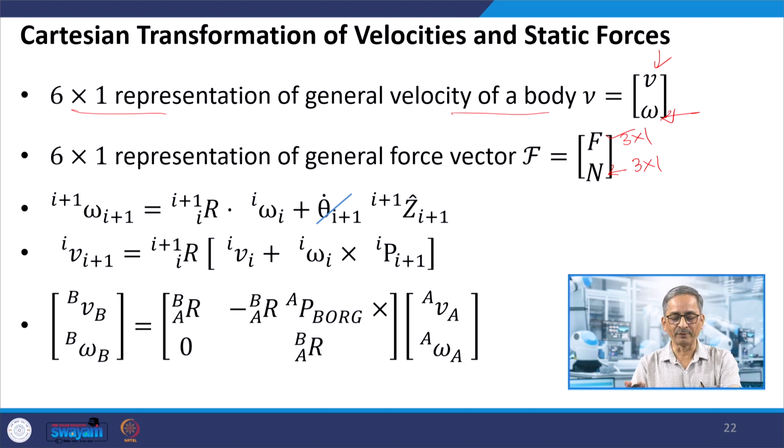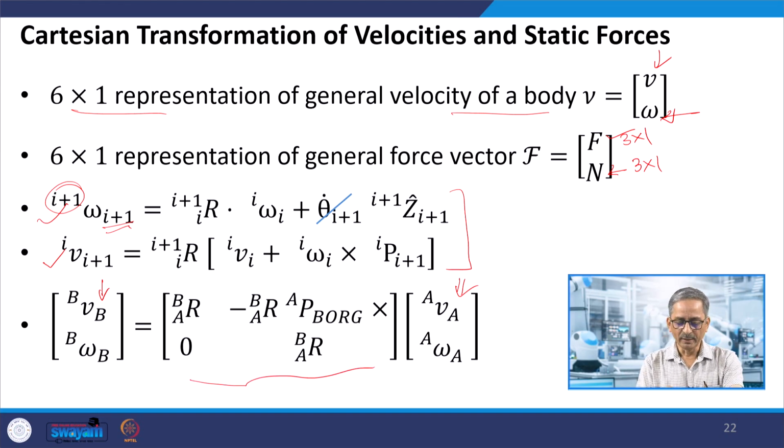So, for the velocity transformation, I can use the velocity propagation equation, the angular velocity and the translational velocity propagation equation. Here I have written it for the i plus 1th frame expressed in terms of the i plus 1th frame. So, here in general, say I am interested in knowing these velocities with respect to frame B of the origin of frame B, and here you have the velocity of frame A expressed in terms of frame A. So, these things are given, then using this equation I can write this matrix.